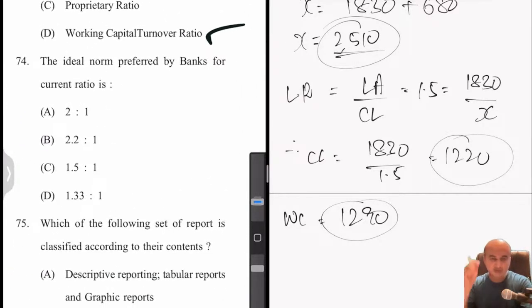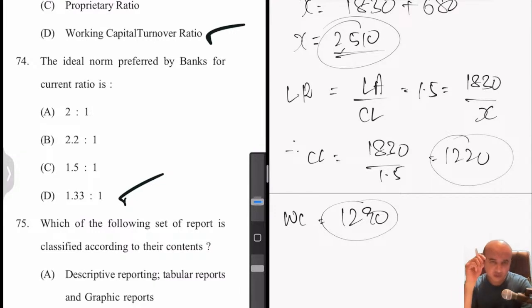Question number 74, again a theory question. Ideal norm preferred by banks for current ratio. Again, completely fact-based. This is the right option. That's all I can say. Okay. So this is the ideal ratio mandated by banks. Again, it may vary depending on banks, size, risk profile, etc. But generally, this is what they prefer as a current ratio.